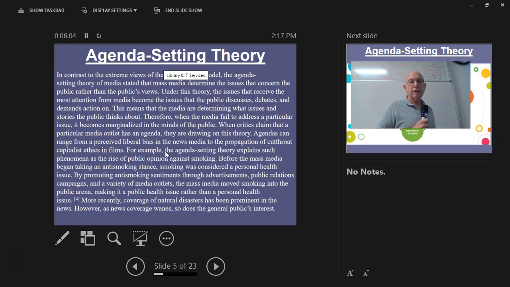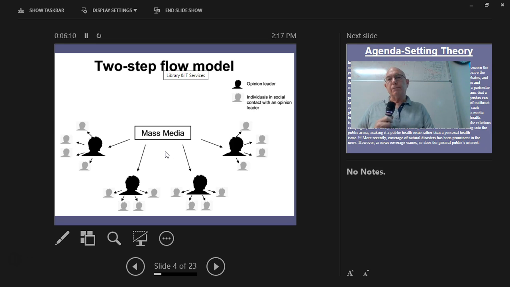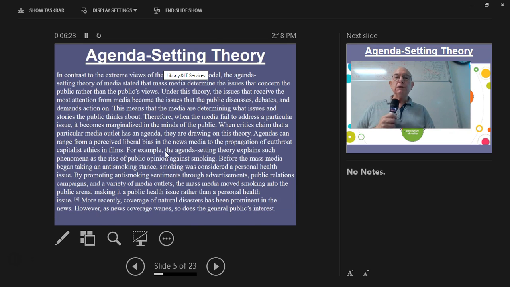Agenda setting is also, a lot of these are spin-offs from the two-step flow model, and that's one of the things the textbook said: once they realized it wasn't a direct effect, they had to start looking at what other things are involved, and agenda setting is one of those.